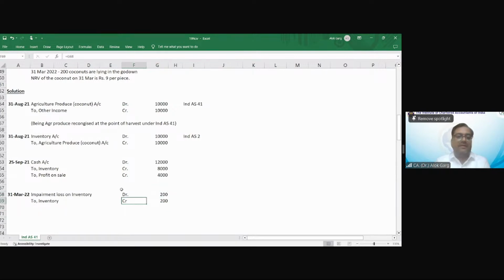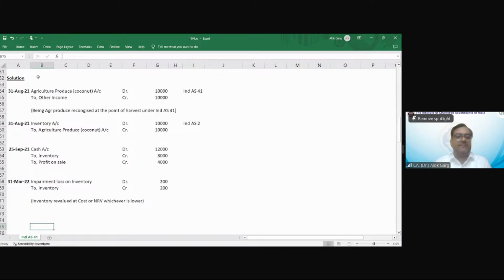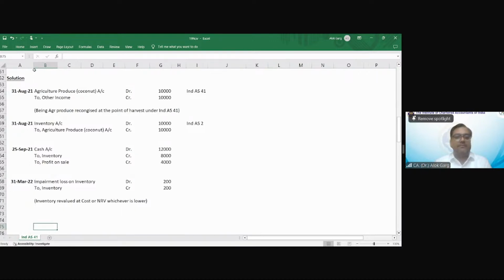So inventory recognized at cost or NRV, whichever is lower. Inventory revalued at cost or NRV, whichever is lower. Is that right? Yes, sir.